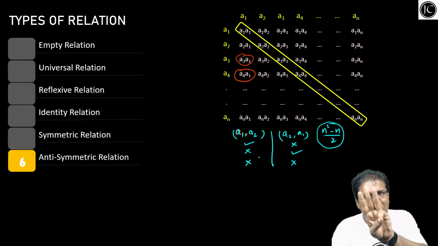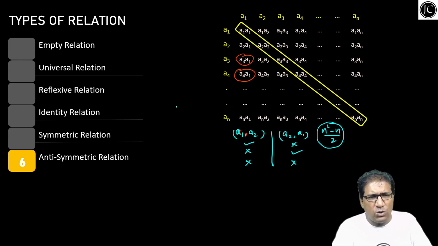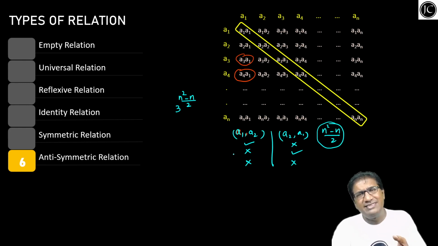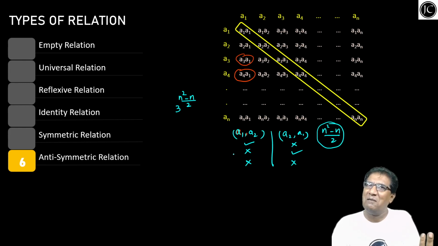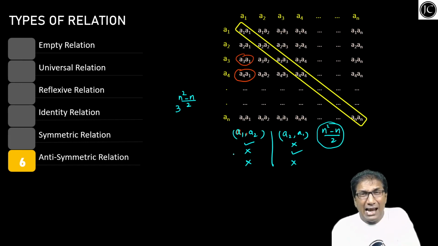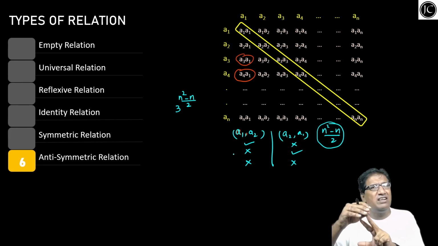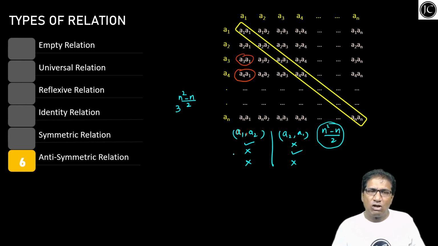हर एक एलिमेंट के लिए मेरे पास 3 choices है. So it will be 3 to the power n square minus n divided by 2. Yes or no? These are the non-diagonal elements. Now, what about the diagonal elements? Diagonal elements, they can come, they may not come. Still, it will be an anti-symmetric relation. Okay? Diagonal elements में मेरे कितना diagonal elements है? n diagonal elements है. एक एलिमेंट के लिए मेरे कितना choices है? 2 choices. Either I will take it or I will not take it. So there are n diagonal elements and choices are 2.